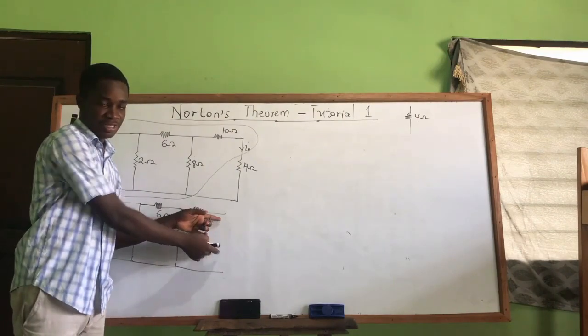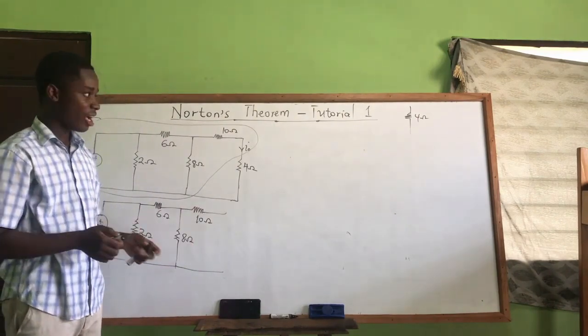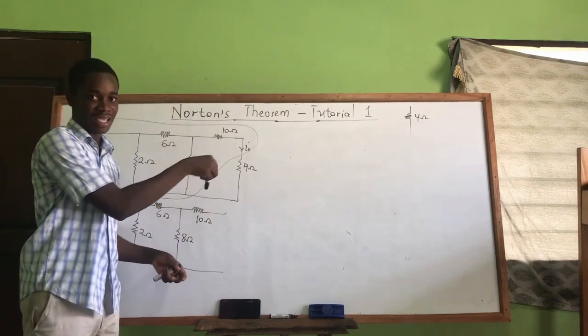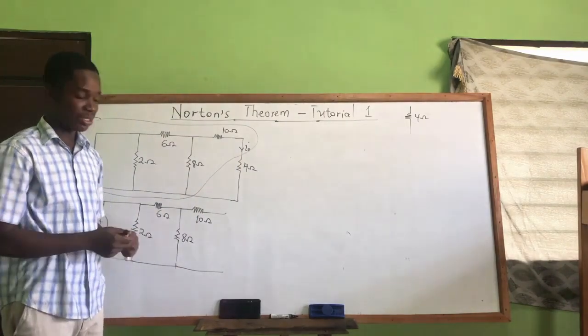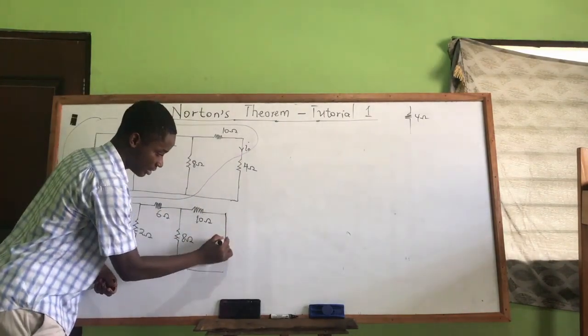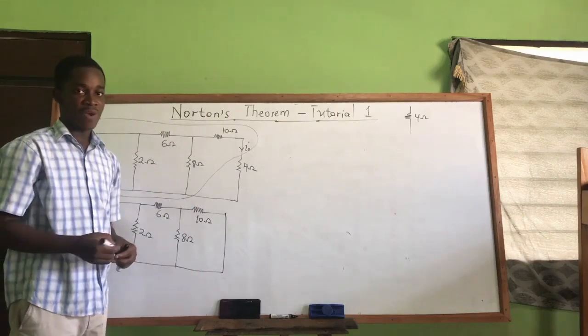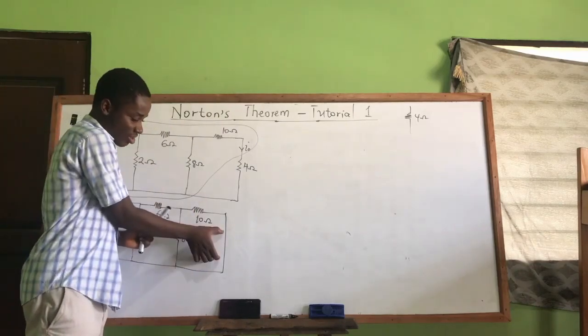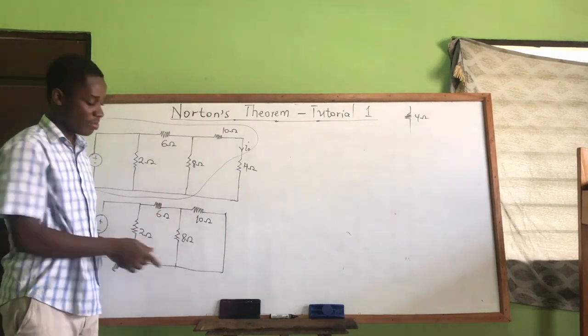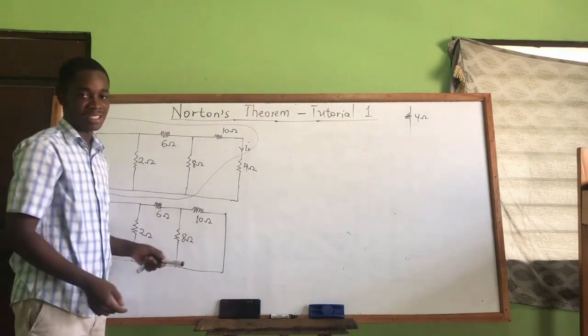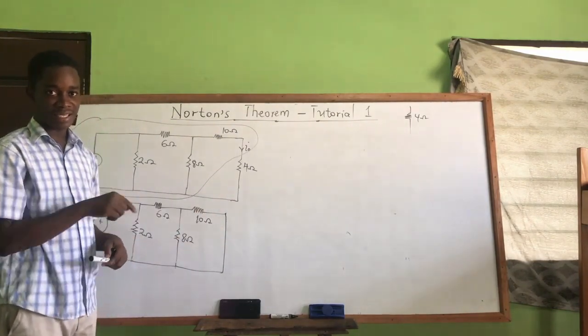If we are doing Thevenin, after removing the load, we have to maintain here to be open, then find the voltage VTH here. But Norton is saying after you remove the load, you have to short circuit that terminal. Don't leave it open. So we are going to short circuit the terminal like this, and find the current on that short circuit. So there will be a current moving on that branch. That is our IN, the short circuit current.